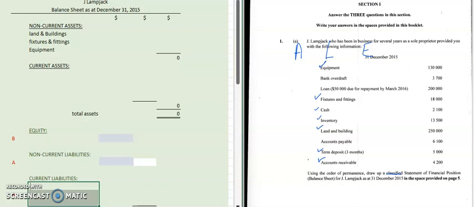Now I'm going to show you this answer using two methods. So this first one is one, the other one I'm going to show you using the net asset approach. All right, so let's go. So the non-current assets here I've identified already as land and buildings. So I'm going to put in the figures. So the land and buildings is $250,000.